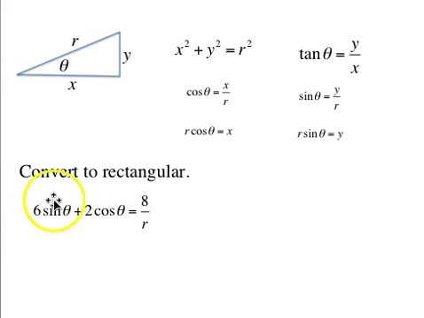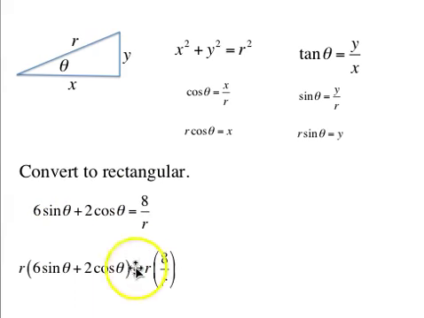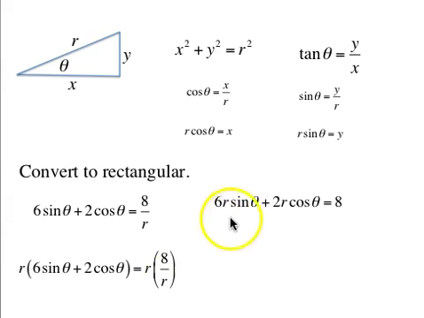The next one we want to convert to rectangular is 6 over sine theta plus 2 over cos theta equals 8 over r. Let's multiply both sides by r. If I do that, the left-hand side becomes 6r sine theta plus 2r cos theta equals 8. But what is r sine theta? That's y, so this piece is 6y. R cos theta is x, that piece is 2x. So we get 6y plus 2x equals 8.